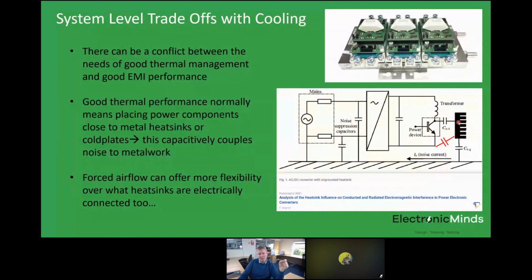If you didn't have forced airflow, you would have to sit that heatsink somehow on the external surface of your product, which means then that you have a safety problem. So really, what we're saying here is that good thermal design is in conflict with good EMI and safety at the same time. You have to try and balance all of those things at the same time to make your system work well. So you can never just think about one area in isolation.